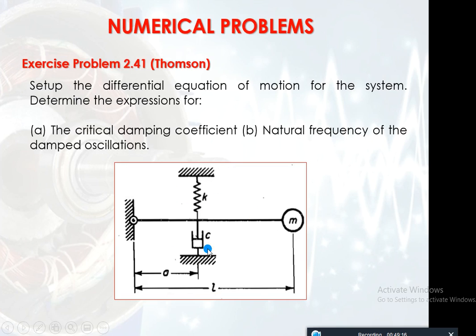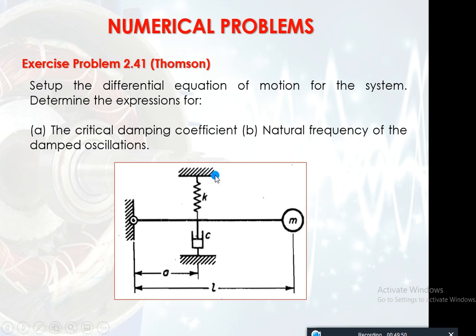For example, you can see this is one of the numericals in which the rod is pivoted, and it is connected with a spring element at distance a, and also with a damping element with coefficient c at distance a. Okay, total length of the rod is L, and we are asked to set up the differential equation of motion for the system, and determine the expression for critical damping coefficient and natural frequency of the damped oscillations.